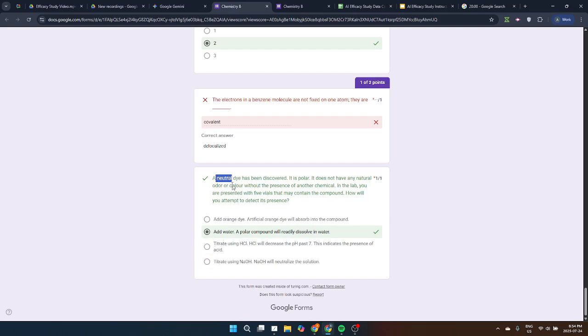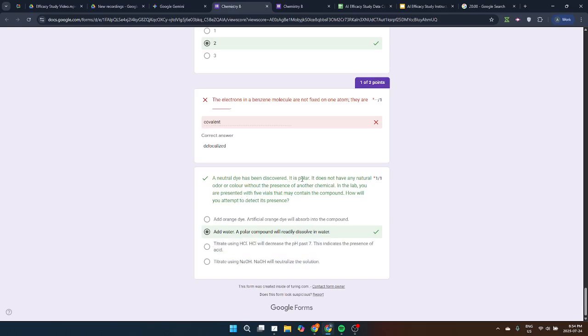But once I read neutral, I was thinking adding HCl or NaOH won't really help to determine this, right? Because it's a neutral solution. What will that do, right? You're not neutralizing a neutral solution, and you're just going to acidify a neutral solution. So this doesn't tell you any information.